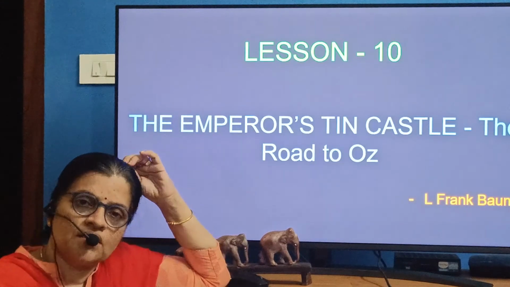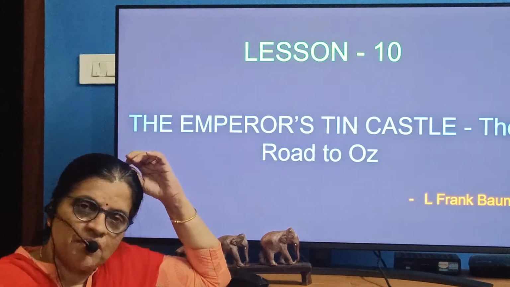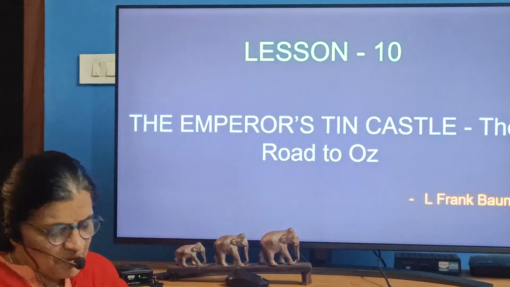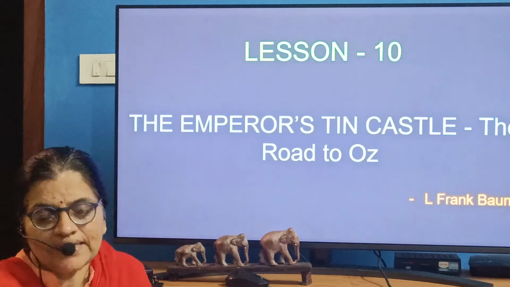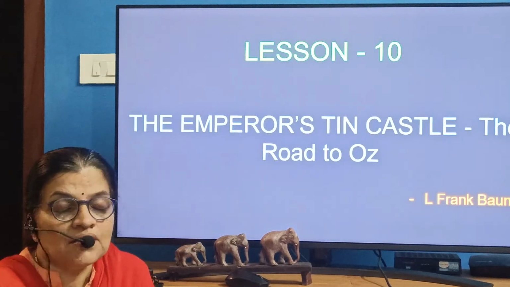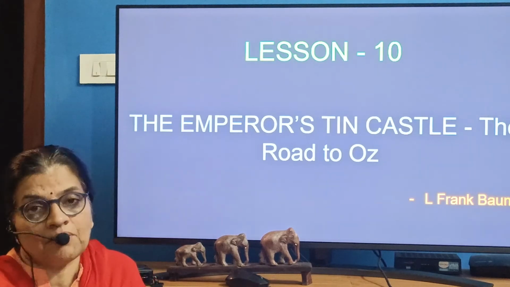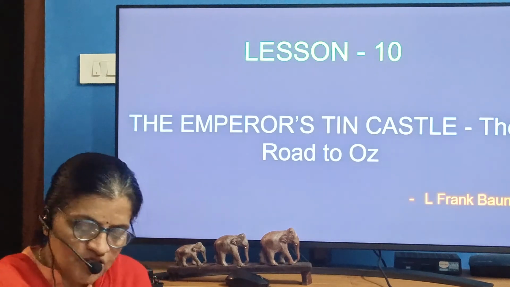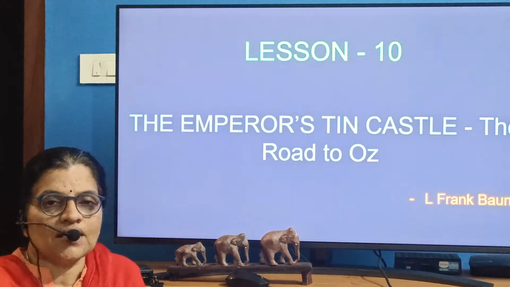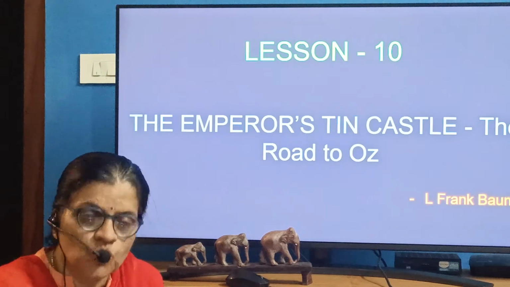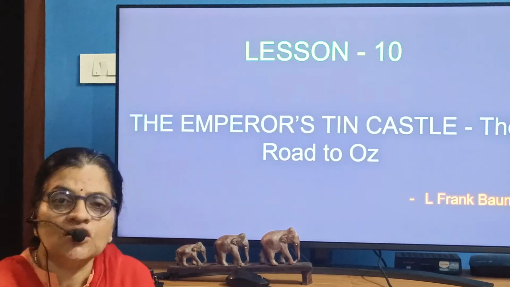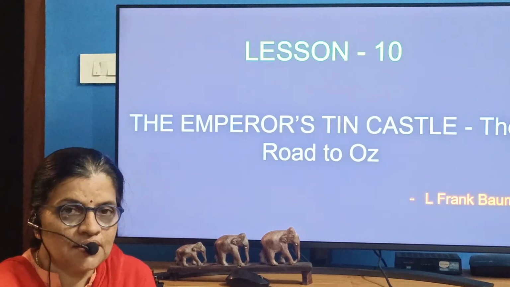So Button Bright is a boy. Shaggy Man is an untidy person. Then another one is the Butterfly's Daughter. The name is not given. The mother is a butterfly. And the last one is Mr. Tick Tock. They all started the journey to Emerald City. On the way, they visited the Emperor's Tin Castle.